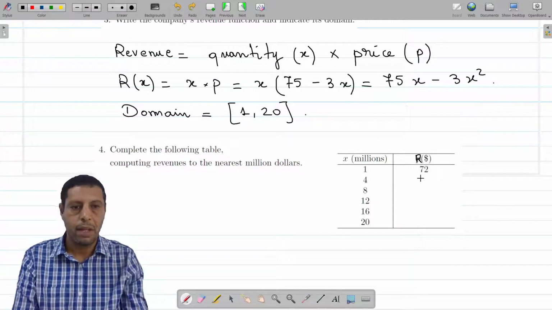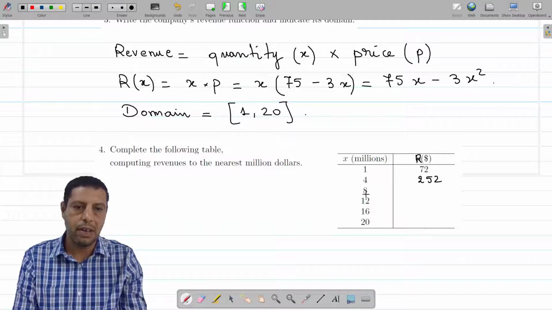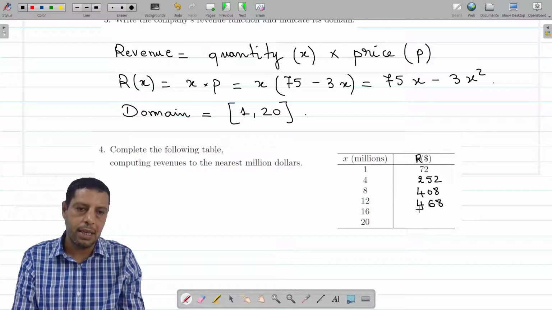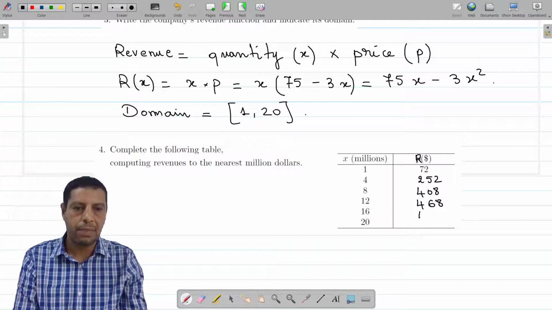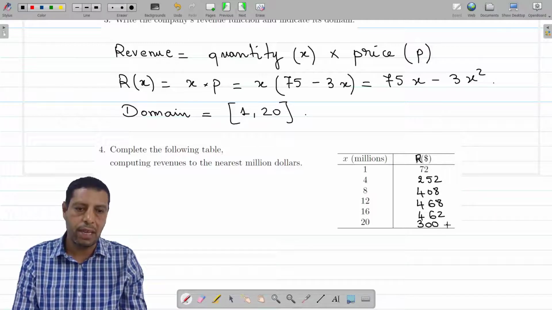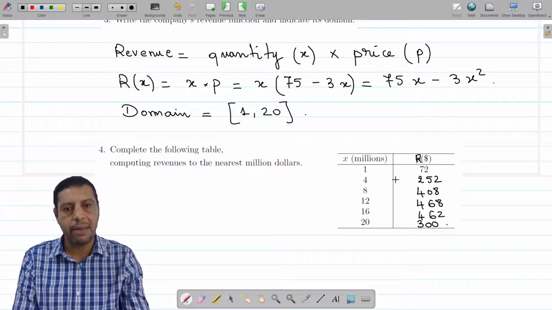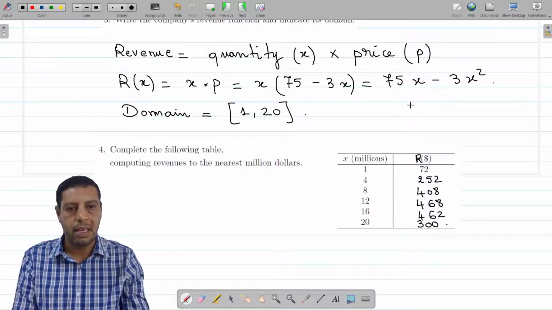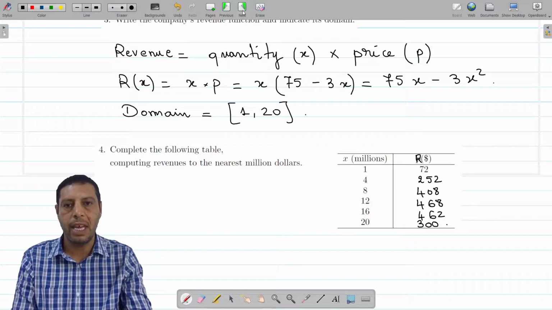So $252 for x equals 4, 408 for x equals 8, for x equals 12, you will obtain 468, for 16, you will obtain 462. I already computed these values. I'm not doing this mentally, but I already have the values, okay? So for x equals 20, you compute the revenue and it's 300, okay? So it's easy, you just substitute the x here by the corresponding value in the expression of the revenue, okay?